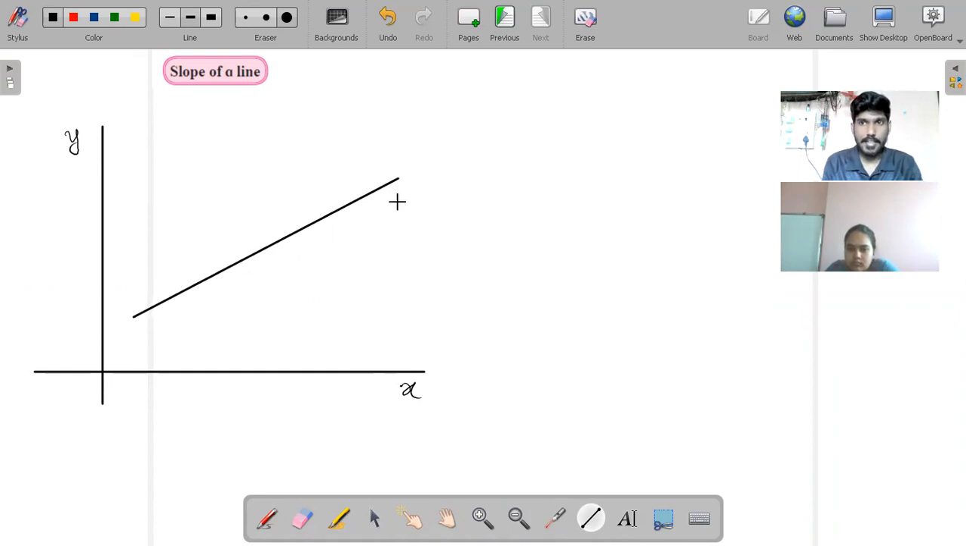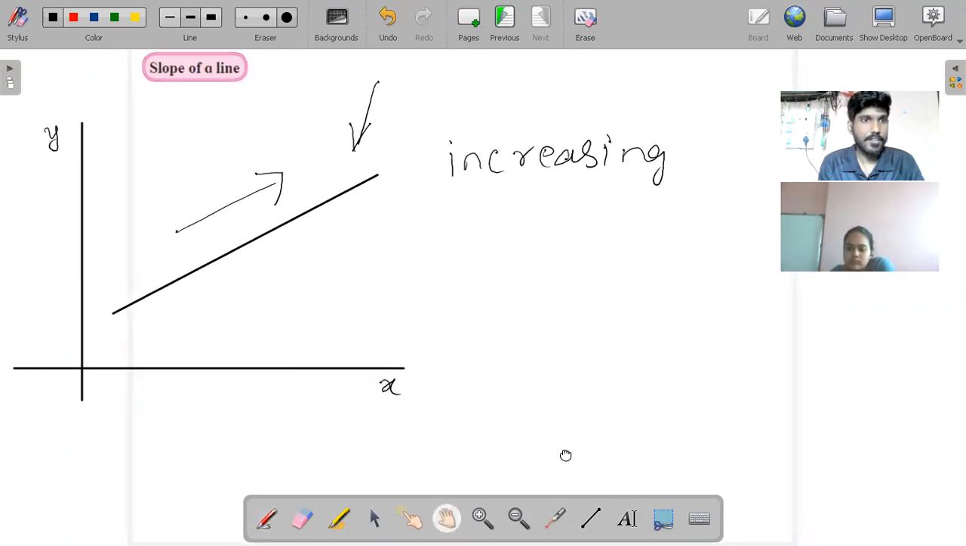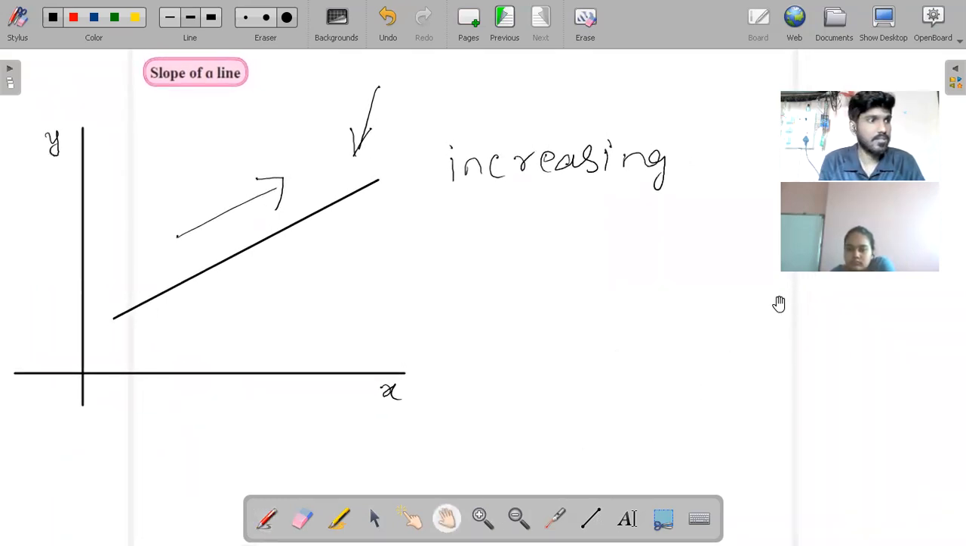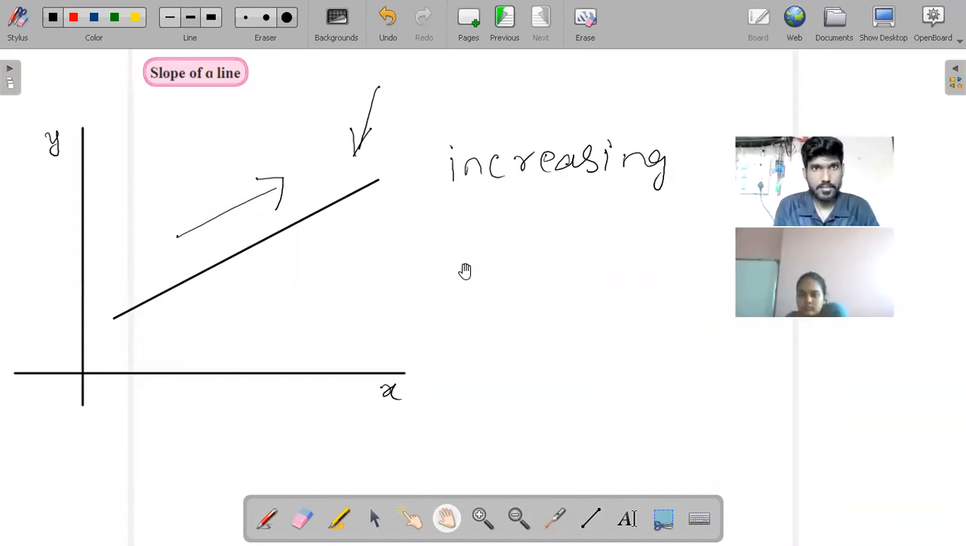Now looking at this line, looking at the graph, you can tell one thing: this is an increasing line. We can find out the direction. It's going upwards, and going upward means it is increasing. Same way, if it were going downwards.